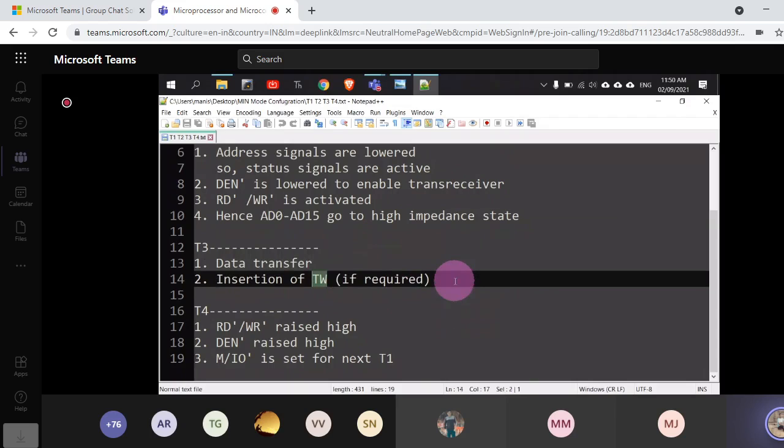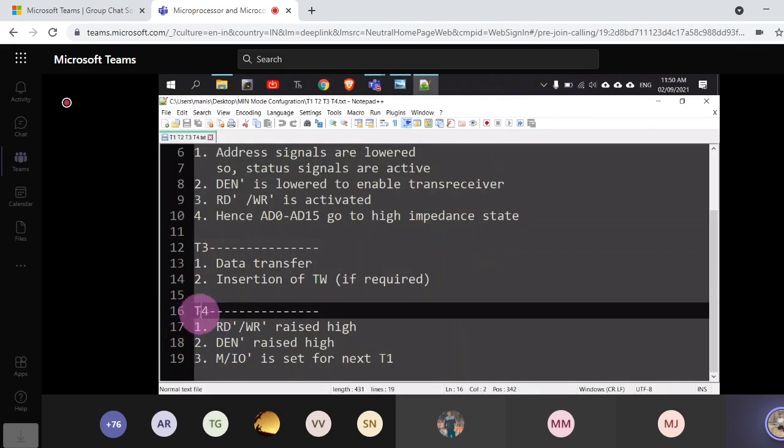If the data to be transferred is huge, or if the data that you want to transfer is from a slower peripheral, then you have to introduce some additional wait states. We will see that in the timing diagram. So this is what will happen in the T3 state of the typical timing cycle.